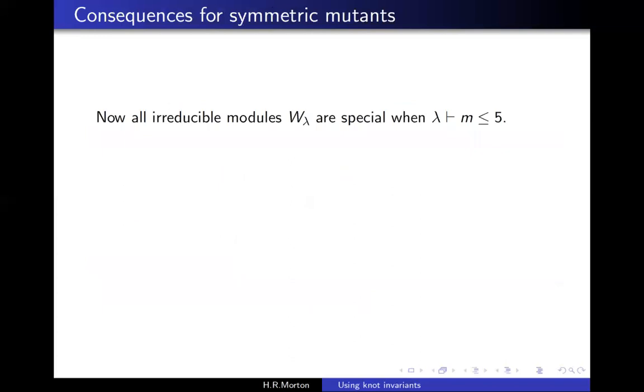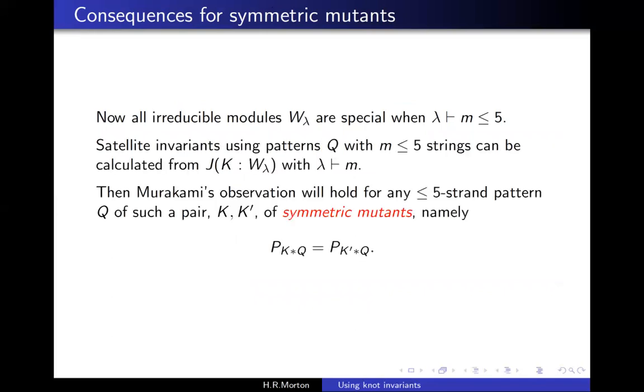Now, because all irreducible modules are special for lambda a partition of anything less than 5, it then follows that satellite invariants with less than or equal to 5 strings, which can be calculated from these modules, will have the same HOMFLY polynomial for any pattern with less than or equal to 5 strings.